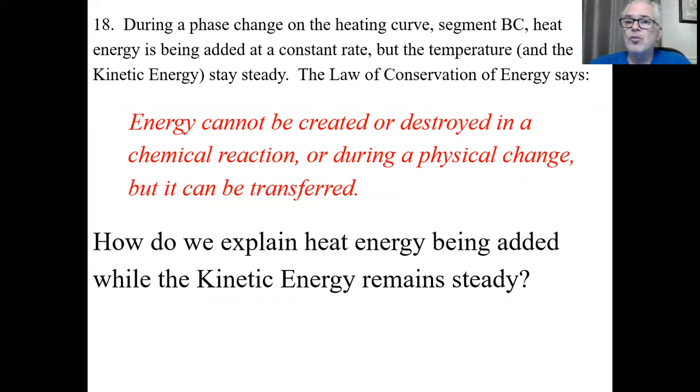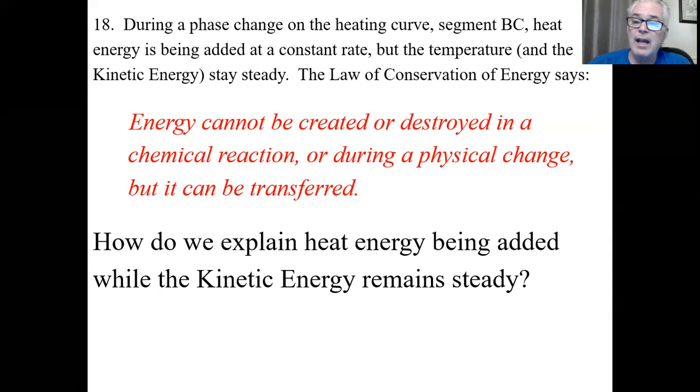This is called the law of conservation of energy. You need to memorize this. Energy cannot be created or destroyed in a chemical reaction or a physical change, but it can be transferred. Right? We had the law of conservation of matter or mass. This is the law of conservation of energy. We have to be able to account for the energy, whether it's a chemical reaction or a phase change. We have to account for it. And energy cannot be created or destroyed in a chemical reaction or a physical change, but it can be transferred.